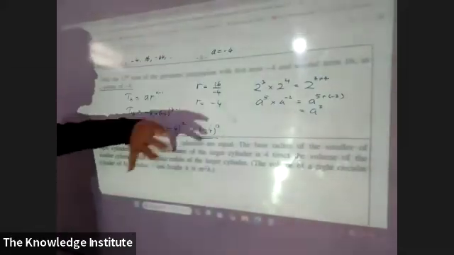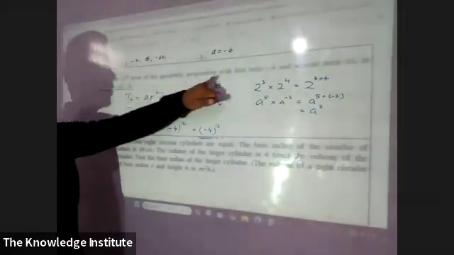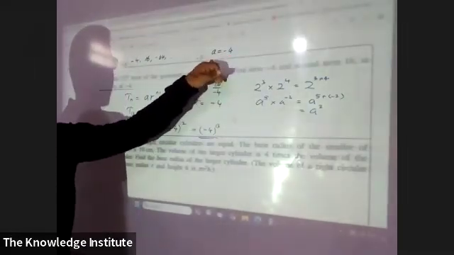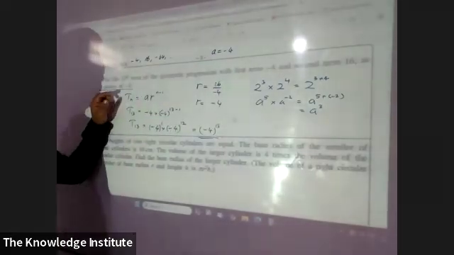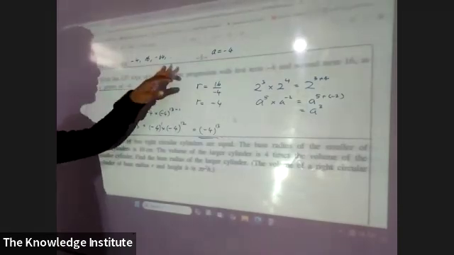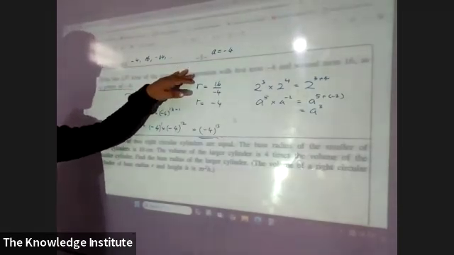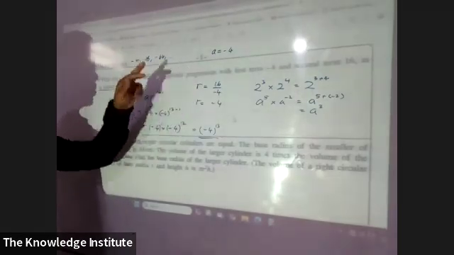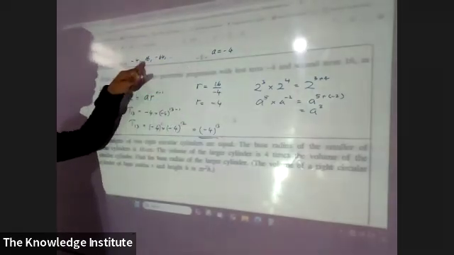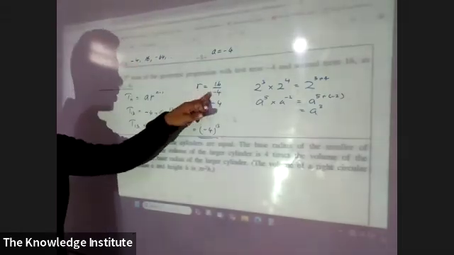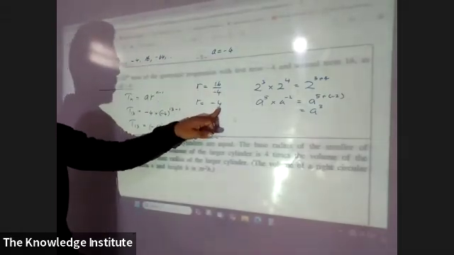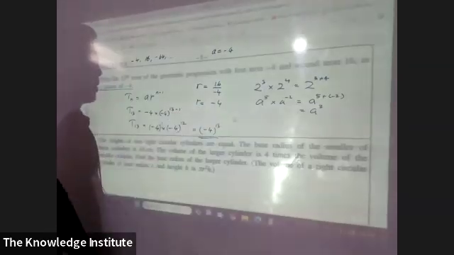So I'll recap this. Here the first term is minus 4, and we want to find the 13th term of this geometric progression. They haven't given the common ratio; they have given the second term. By taking the second term and dividing by the previous term, we can get the ratio. 16 divided by minus 4 will be minus 4. So that is the common ratio.